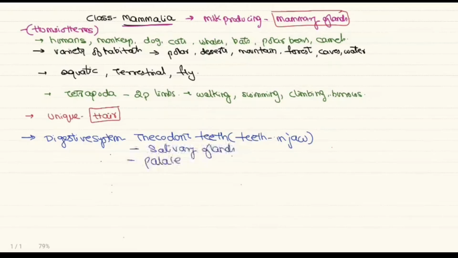The salivary glands are one more special character present in the mammals. And the character in the digestive system is the presence of palate. Now what is this palate?